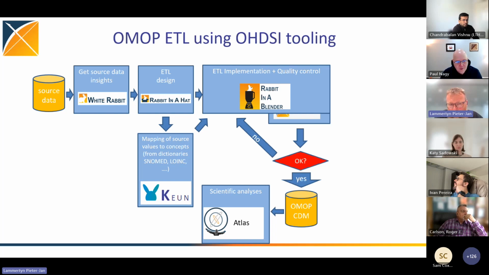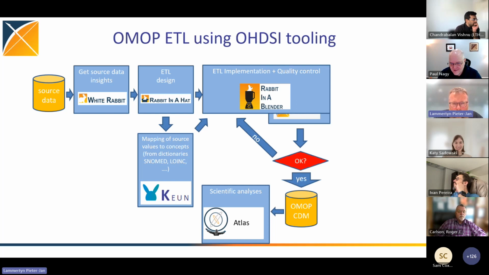The name of that tool is Koen, and Koen is West Flemish slang for rabbits. So we stay in the rabbit scene. Once we didn't find a tool that was suited for us, we thought, well, let's design one of our own, and that was the birth of Rabbit in a Blender. Why the name Rabbit in a Blender? Because an ETL tool is like putting all your data in a blender.